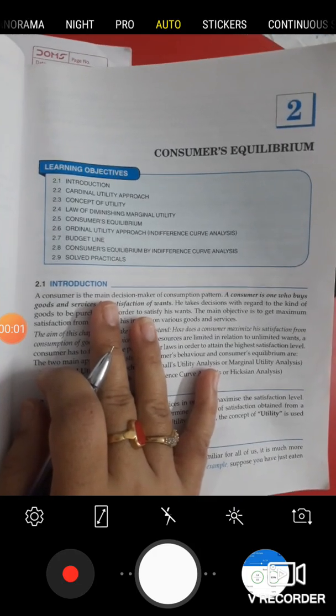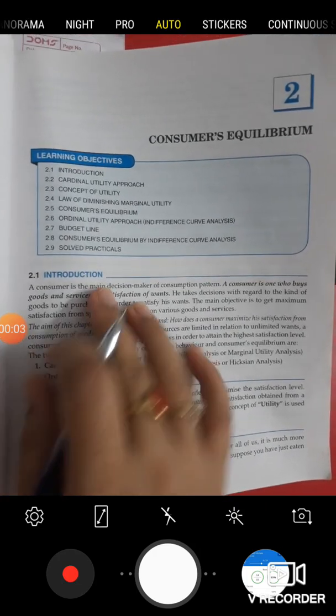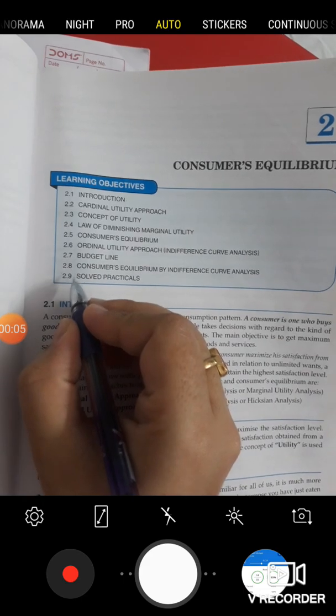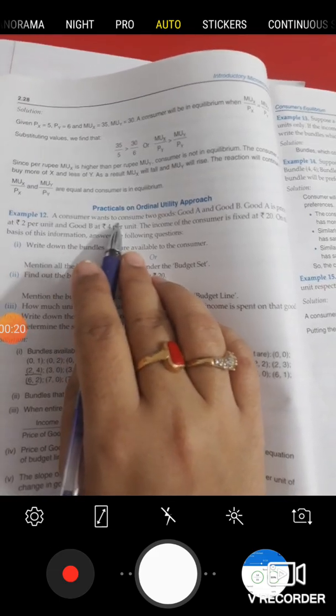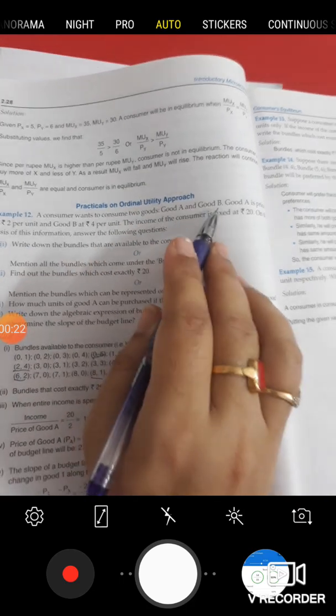Good morning, students. Today we are going to start with the numericals on the ordinal utility approach for your chapter 2, consumer equilibrium. Let's see a few examples. Let's try to understand how the numerical comes here. We are given a consumer who wants to buy two goods, A and B.